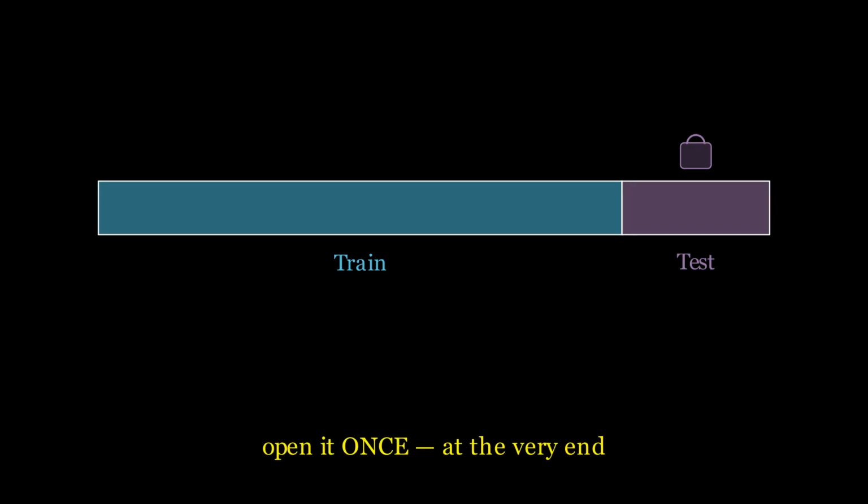And there's exactly one rule, but it's sacred. You look at the test set once. The moment you start making decisions based on test performance, it stops being unseen data, it quietly becomes training data, and your estimate becomes a lie. But there's a gap.